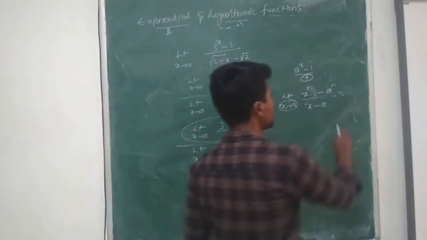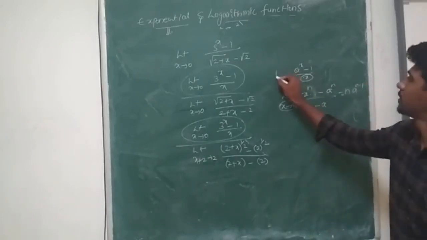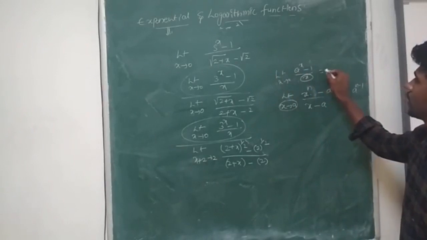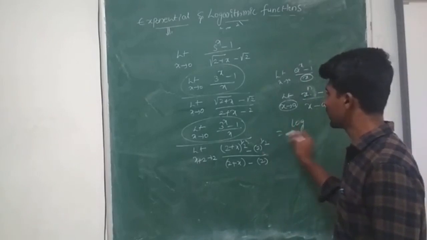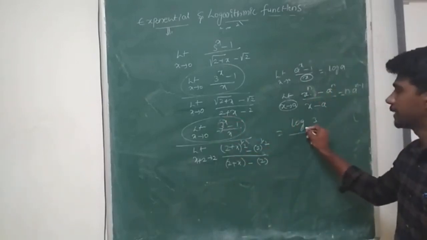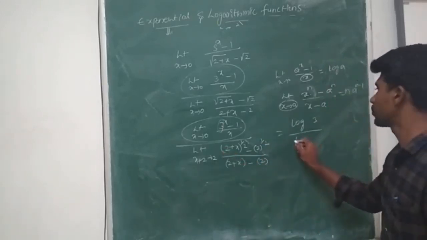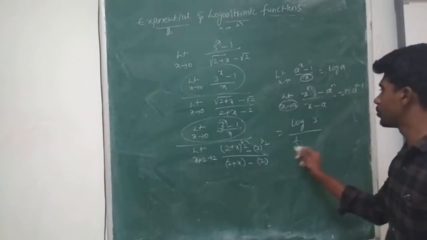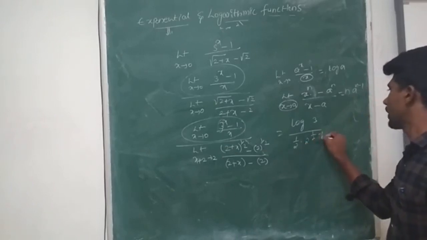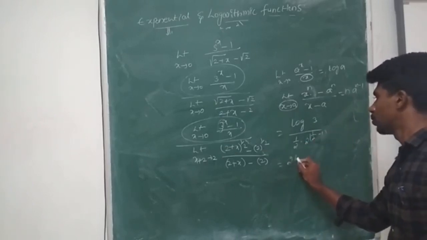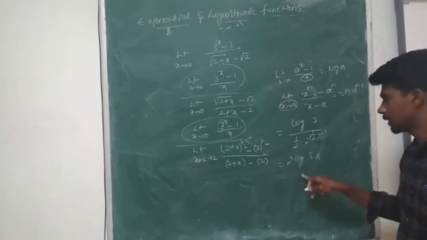So what is the formula for x power n minus a power n by x minus a? It is n into a power n minus 1. For the other limit, x tending to 0, we have the formula log a. So two formulas apply here. We get log 3, base e, divided by n into a power n minus 1, where n is 1 by 2 and a is 2, which is 2 power 1 by 2 minus 1.